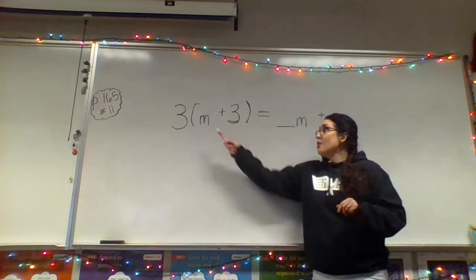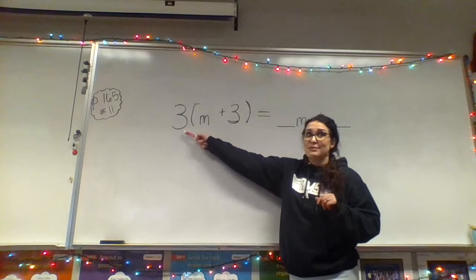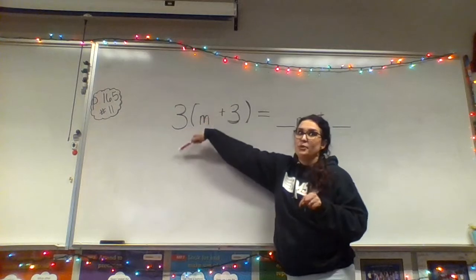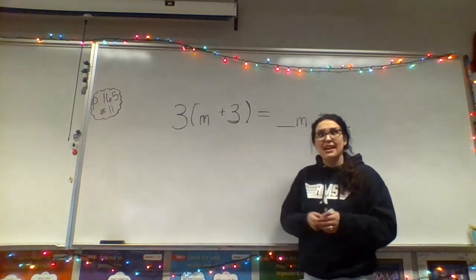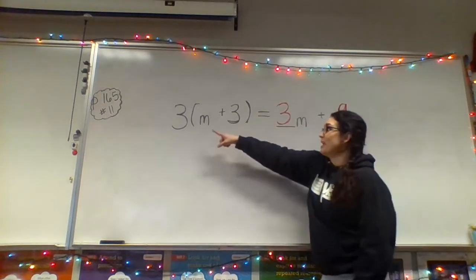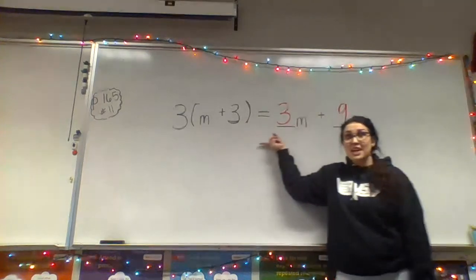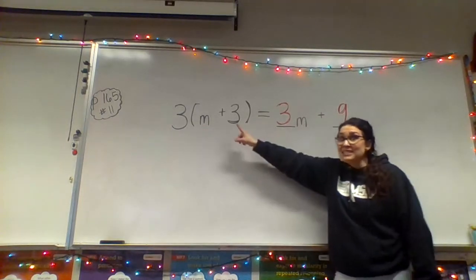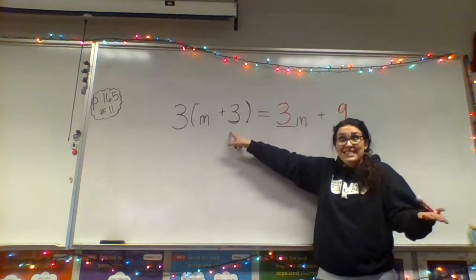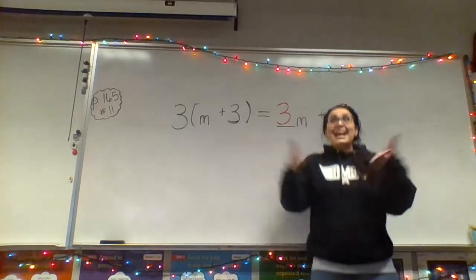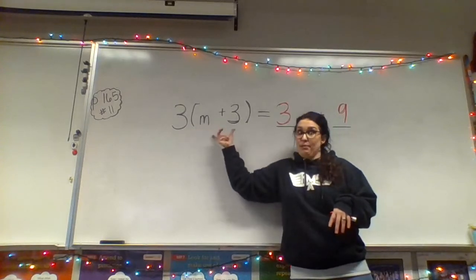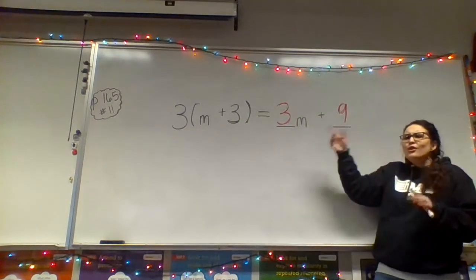Well, let's think. Remember, we're going to distribute or pass around that 3. So that 3 will be multiplied by m, and then it will be added to whatever 3 times 3 is. So what would that actually look like? Friends, it would look like this, right? Again, if we distribute that 3, we have 3 times m, which I can represent by 3m, plus, keeping that same operation sign, 3 times my whole number, which is 9. So my friends, you just created another equivalent algebraic expression, right? So cool. We know that 3 times m plus 3 is equivalent or equal to 3m plus 9.